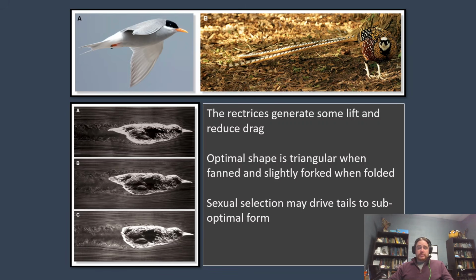On the upper right there, we have a Reeves pheasant. We can see that its tail is incredibly long. It doesn't even come close to the optimal shape. It's about as far away from optimal as you can get. And of course, that just goes to show how important sexual selection is in creating these morphologies. That's right. And it kind of speaks a bit, in this case, to the handicap hypothesis that we talked about a couple chapters ago, where you see a bird that deviates very far from an efficient design in order to reproduce.